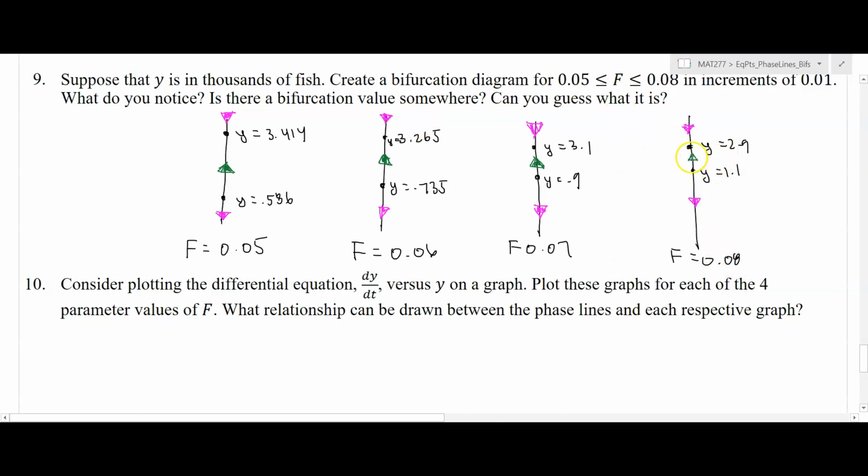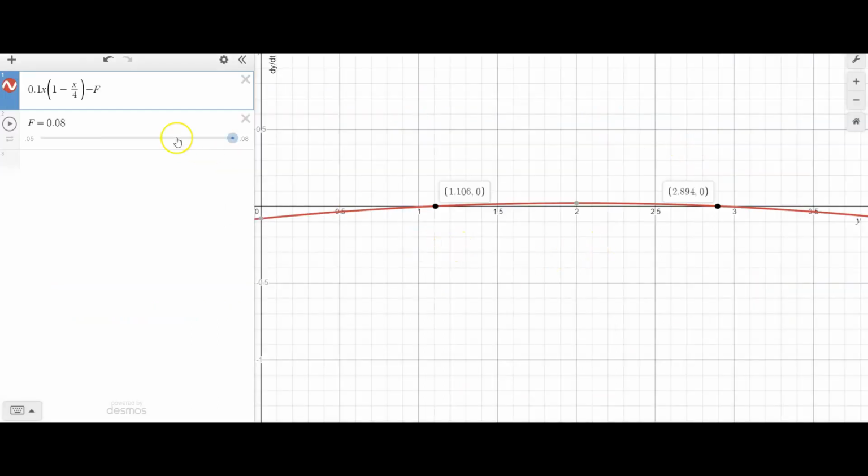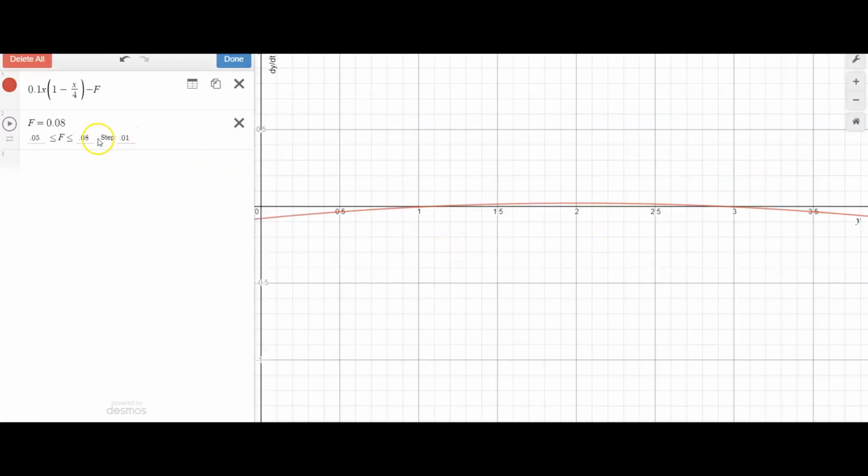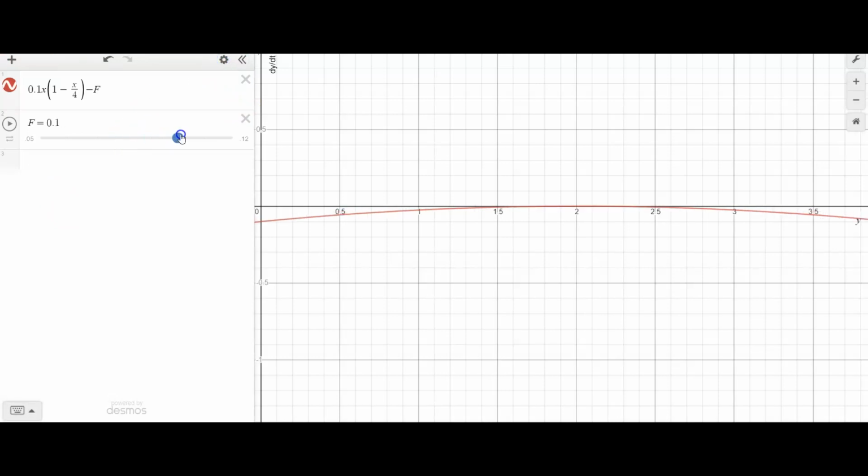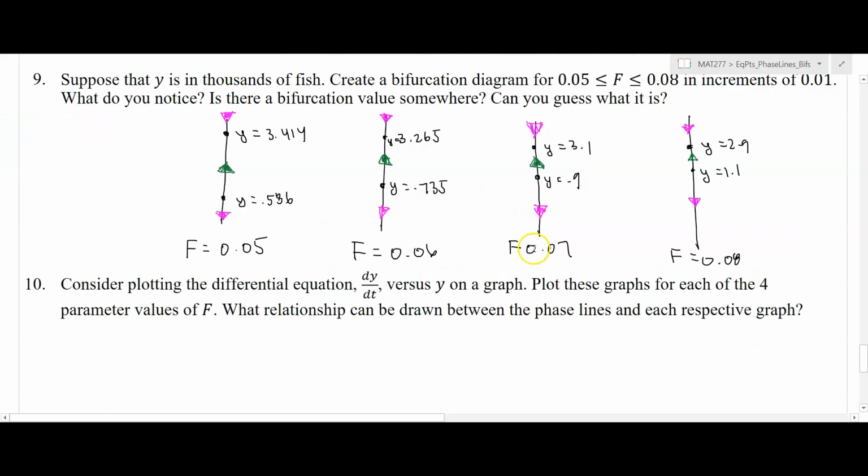Now one of the things I see is that eventually these two equilibrium points will squish together based on what's going on here. So let's change this to something a little bit higher. Instead of 0.08, let's go up to 0.12 and see how that changes things. Okay, there's 0.09. Oh, wait a minute, what happened here? If f is 0.1, now I'm not going to draw this phase line for f equals 0.09.